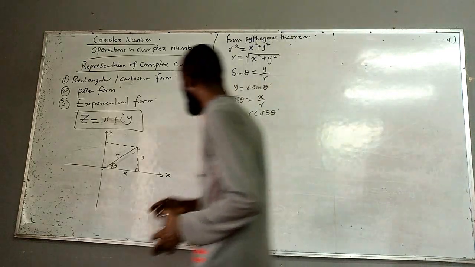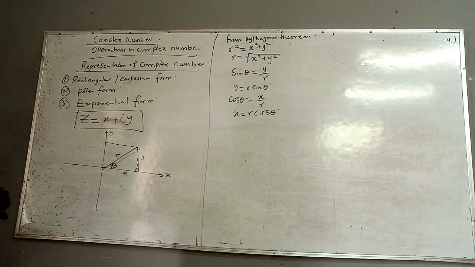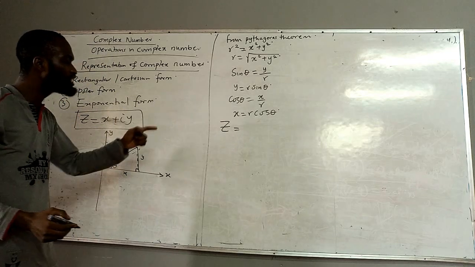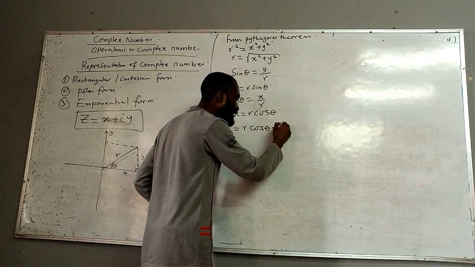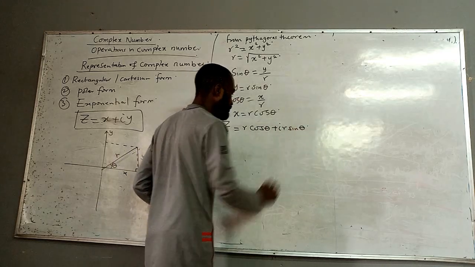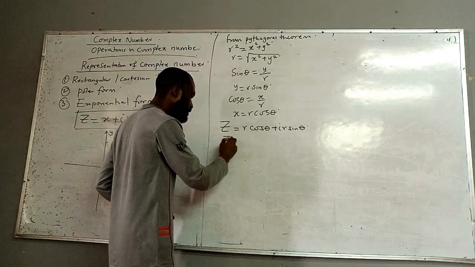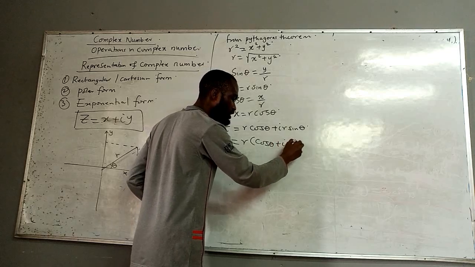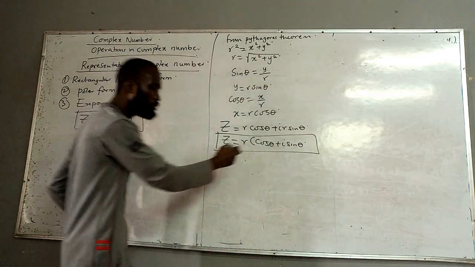Then it means from here, I can substitute my x and my y into the rectangular form of the complex number. If I do that, my z will be r cos theta plus i r sine theta. From here, I can factorize out r. Then I have r into cos theta plus i sine theta. This form of complex number is what is called the polar form of the complex number.